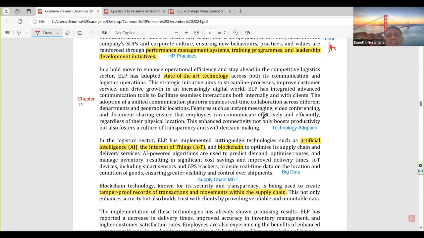ELP has integrated advanced communication tools to facilitate seamless interaction both internally and with clients. The adoption of a unified communication platform enables real-time collaboration across different departments and geographic locations. Features such as instant messaging, video conferencing, and document sharing ensure that employees can communicate effectively and efficiently, regardless of their physical location. This enhanced connectivity not only boosts productivity but also fosters a culture of transparency and swift decision making.